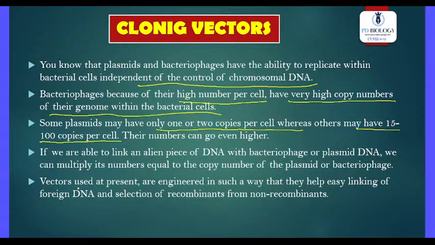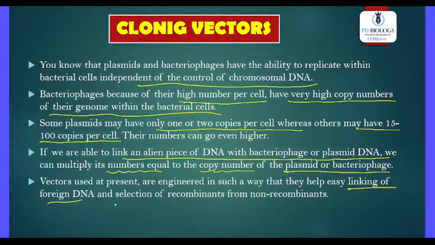If we are able to link an alien piece of DNA with bacteriophage or plasmid DNA, we can multiply its number equal to the copy number of the plasmid or bacteriophage. So vectors used at present are engineered in such a way that they help linking of foreign DNA and selection of recombinants from non-recombinants.